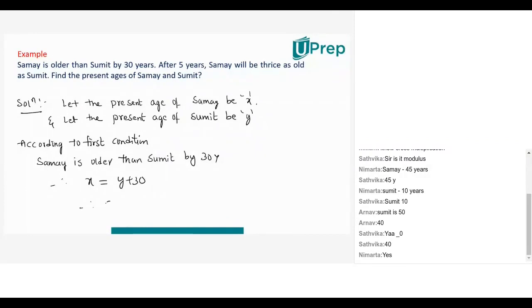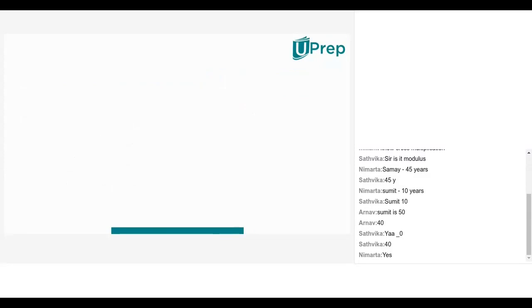Therefore, what is the equation you'll get? You'll take all these values on the left hand side. It becomes x minus y minus 30 is equal to 0. Or rather, you can write it like this also: x minus y equal to 30. Done. This is your first condition. Now, what is the second condition? After 5 years, Samay will be thrice as old as Samit. Let's represent that.